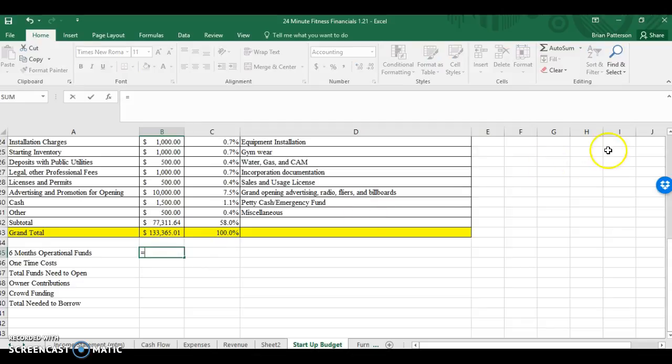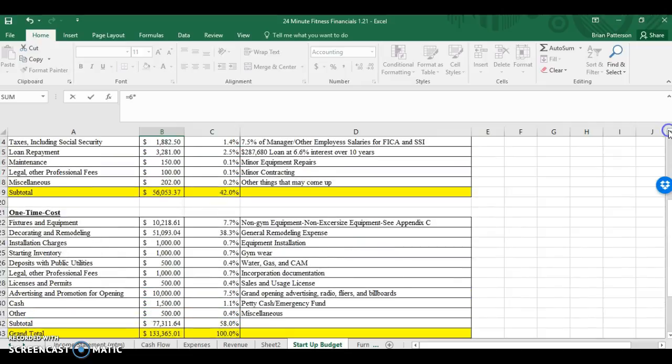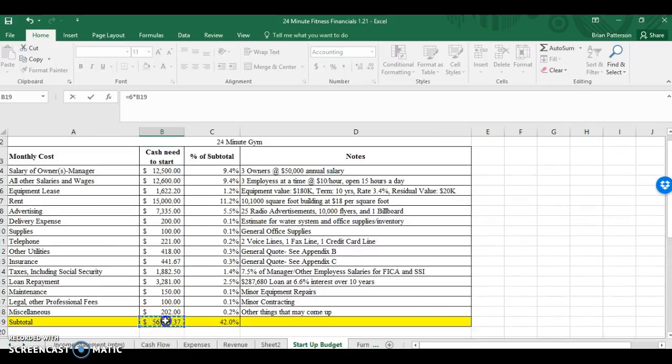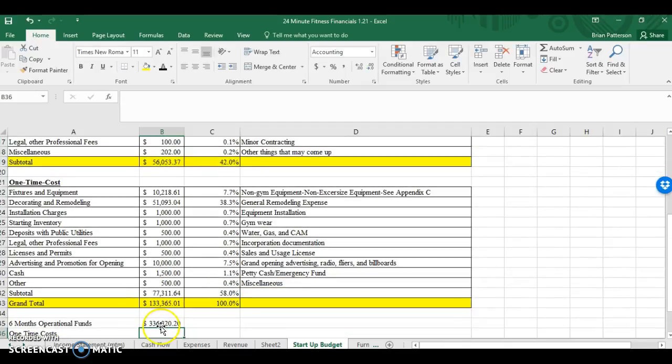Equals, start the formula, 6 times, and I need to get to the subtotal here, 6 times our monthly cost. Hit enter. So I do $336,000 to operate the business for the first 6 months. I also need to buy all this stuff. I click on my one-time costs.